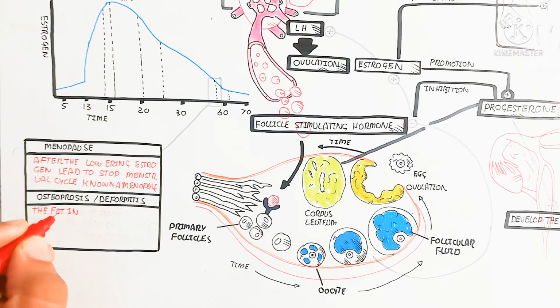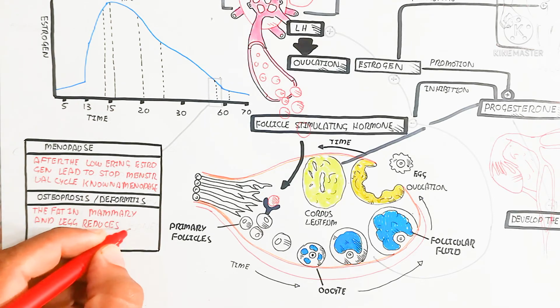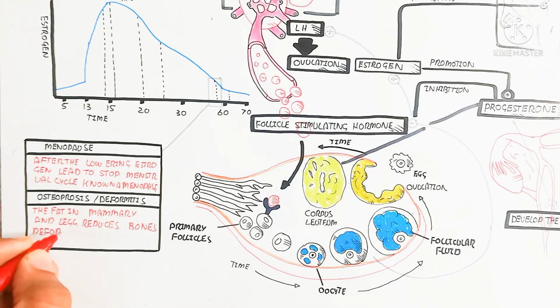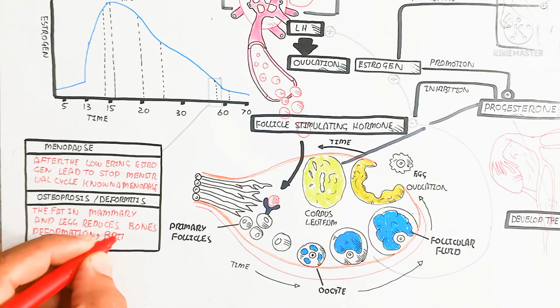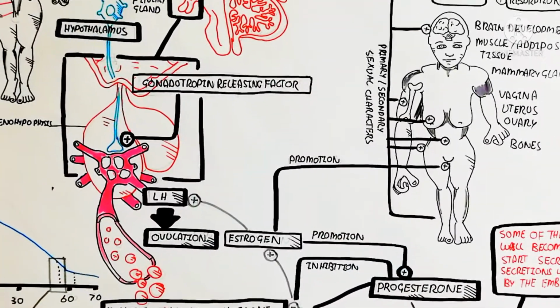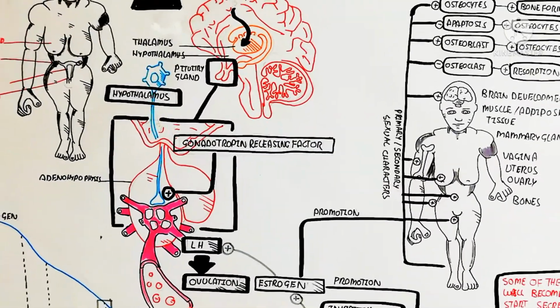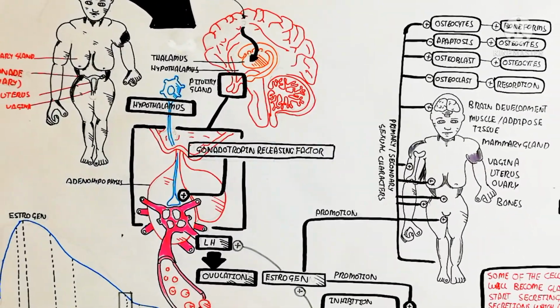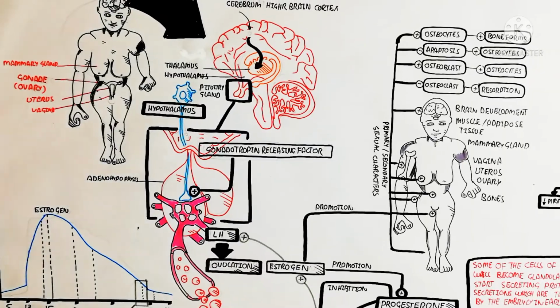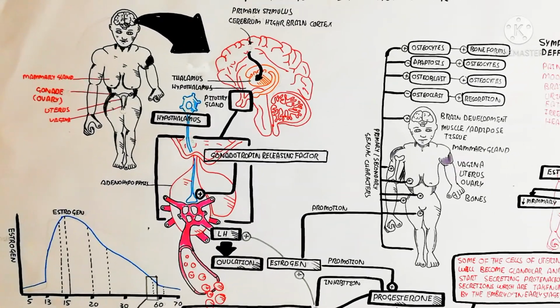While osteoporosis and deformities, reduction of fat in the mammary gland and leg, bone deformation and brittle bone occur. So that's all done here. That was the female gonads and hormone regulation. So in this way, homeostasis until death will occur. Thanks for watching.